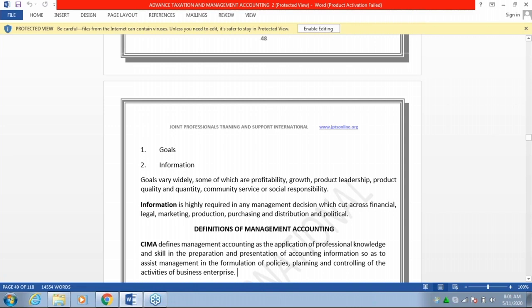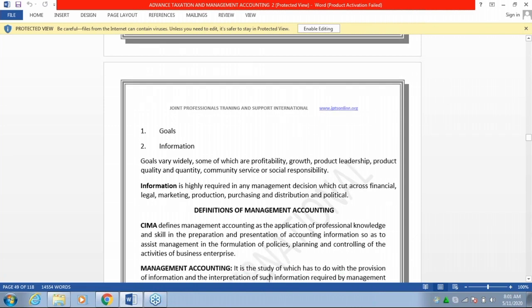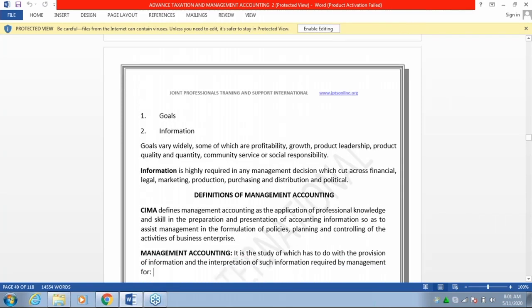According to the Chartered Institute of Management Accountants, they define management accounting as the application of professional knowledge and skill in the preparation and presentation of accounting information, so as to assist management in the formulation of policies, planning, and controlling of the activities of the business enterprise. So when you look at that, what information is needed? As I have said earlier, we have internal information and external information. The internal information can be generated as a result of the volume of finance or capital that has been ventured or invested into the business.